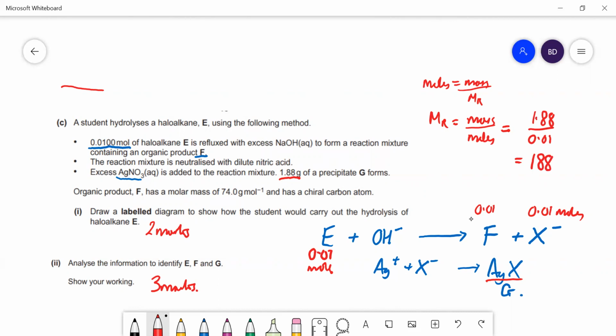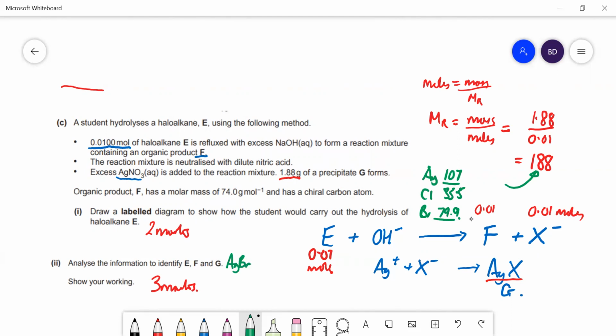Right, so which silver halide is that? Well, silver is 107. Chlorine is 35.5, so 107 plus 35.5 is not silver chloride. Bromine is 79.9, and that's it, isn't it? 79.9 plus 107 gives you 188. So it is silver bromide. G is AgBr.